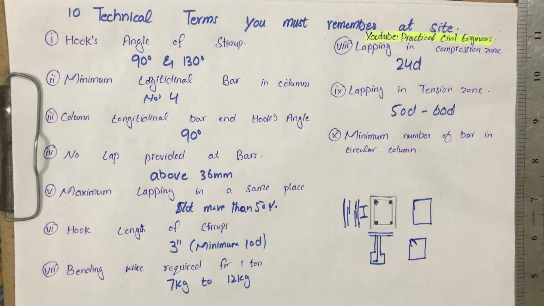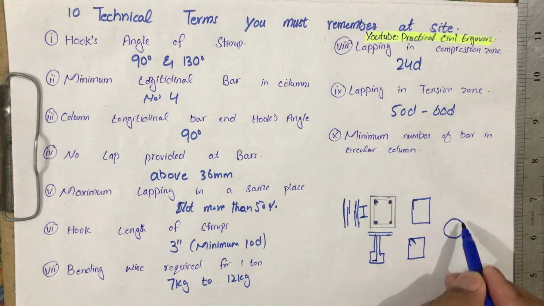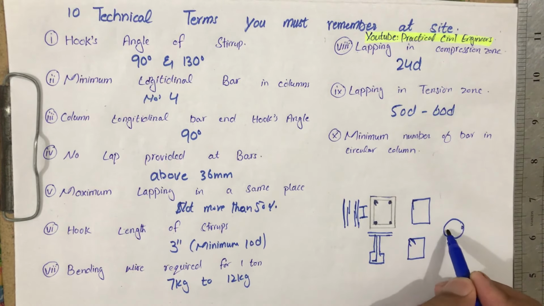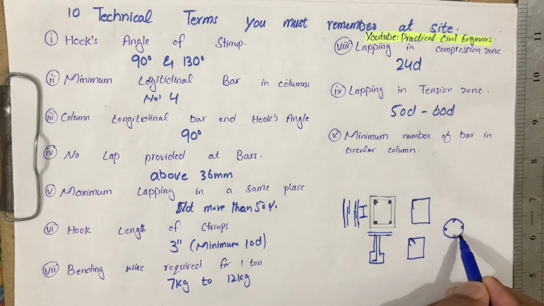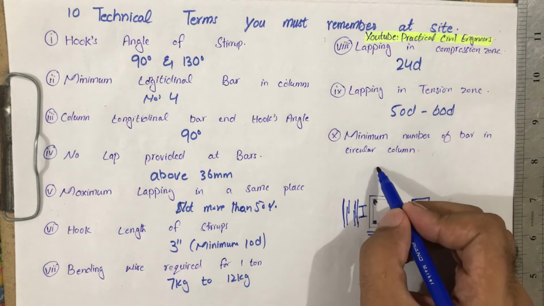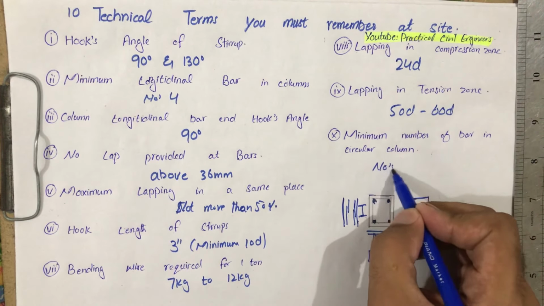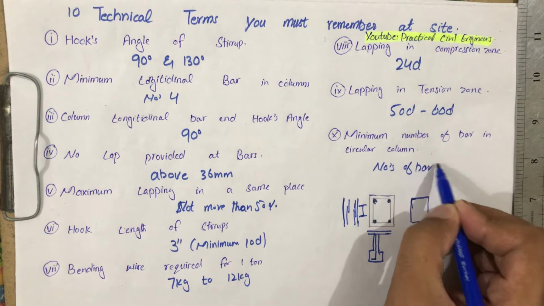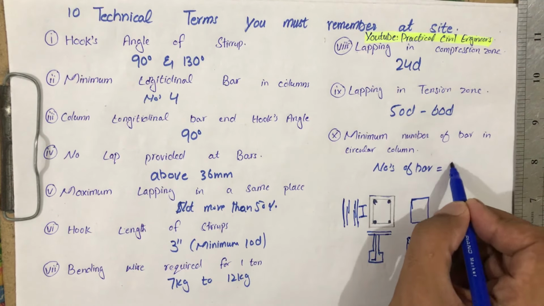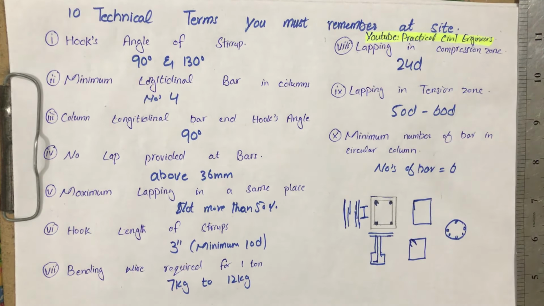10th number is minimum number of bars in a circular column. Suppose this is a circular column, so the minimum number of bars will be 6. That will be the minimum number of bars in a circular column.